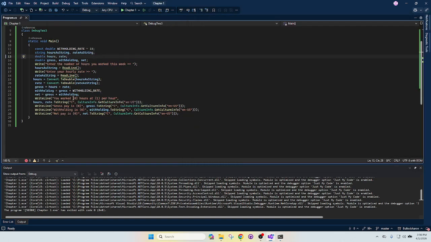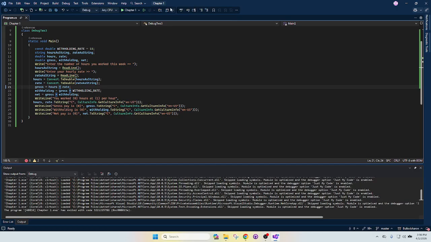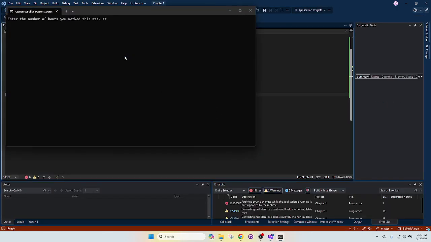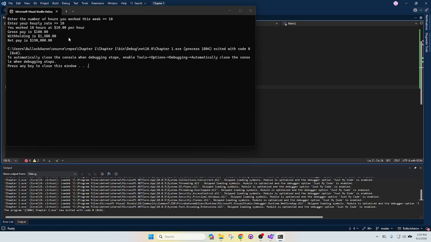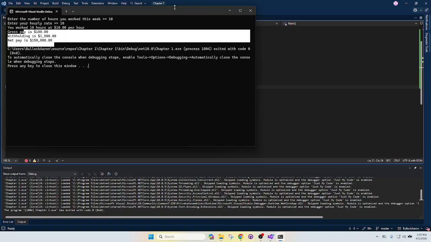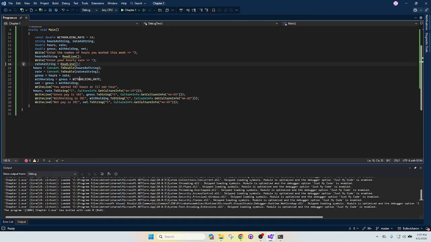So where is my gross pay? Gross equals hours plus rate. No. That needs to be hours multiplied by rate. We can run that again. Let's do 10 hours, 10. Okay, so we have gross pay is 100, withholding is 1,000, and net pay is 1,500. So something is not right with our logic still. Let's take it a little bit slowly, figure out what all is going on.